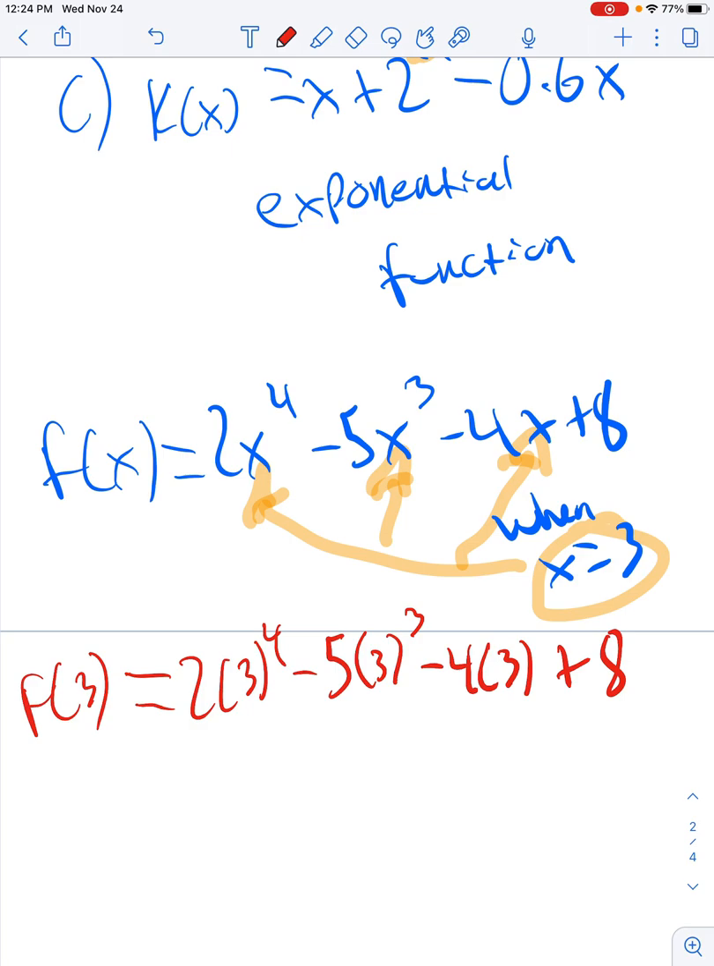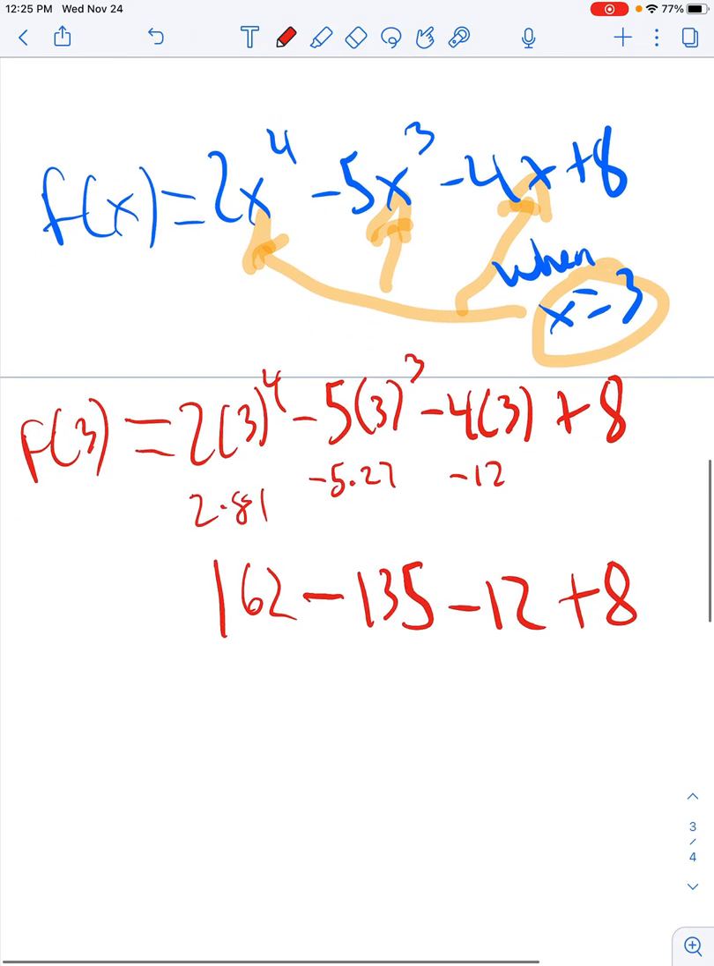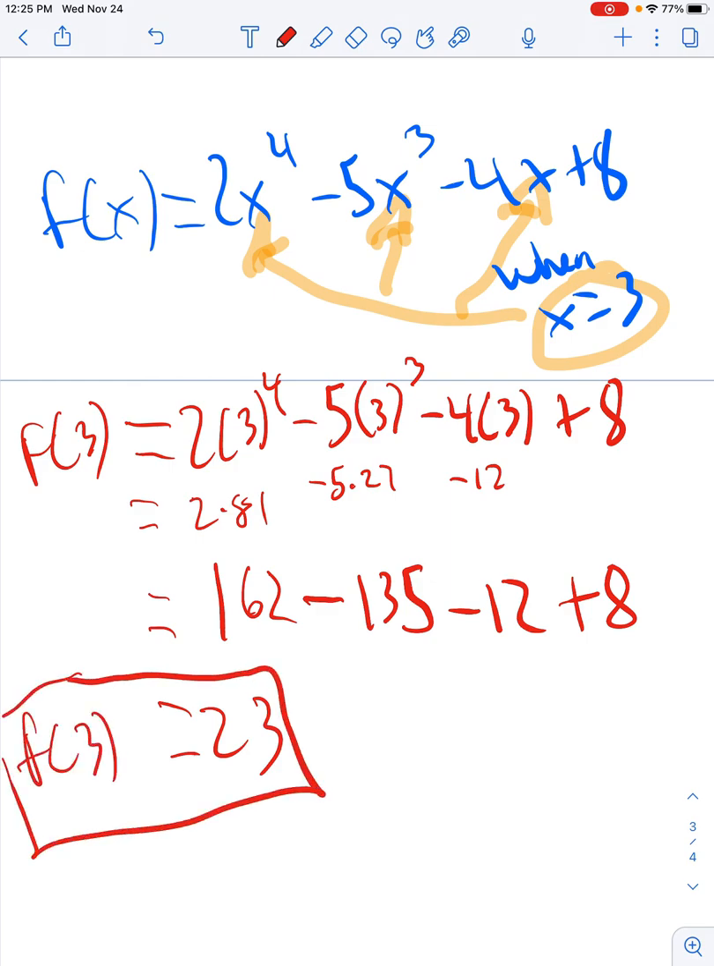Now I'd want to simplify. I'd want to find what 3 to the 4th power is and then multiply it by 2. I believe that gives me 81. So 81 times 2 gives me 162. 3 to the 3rd is 3 times 3 times 3, which is 27. 27 times 5, and it's negative. So that's going to give me 162 subtracting 135. Negative 4 times 3 is simply negative 12. So I'm going to subtract 12 and then add 8 at the very end. So 162 minus 135 minus 12 plus 8 is going to equal 23. So we can sometimes use direct substitution. If I know what x is, I can just plug these things in to figure out what goes in there.